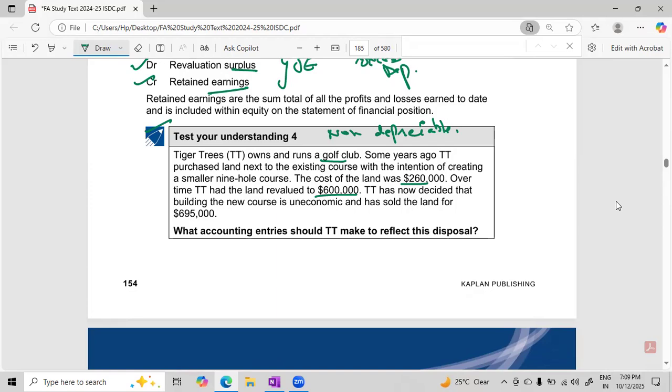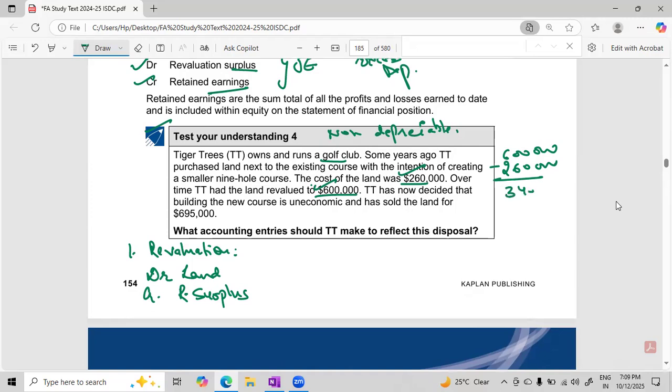So the first entry which we would make, they are asking us for the accounting entries. So let me write over here. The first entry which I will make is for revaluation. And it would be quite simple because it is a non-depreciable asset. So there would be no accumulated depreciation, because my land is increasing. So I will debit land and I will create a revaluation surplus. Revaluation surplus has a credit balance. I will take the difference, the revalued amount less the carrying amount, which is 2,60,000 only. So 6 lakhs less 2,60,000. This would be 3,40,000. So the first entry is this.